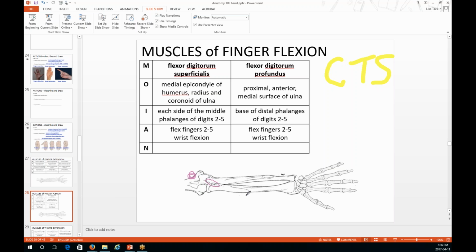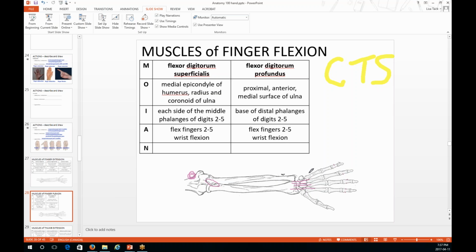Okay, so it's got a big origin. And then it goes down the wrist, and 4 tendons will cross in the tunnel to go to each digit. And it splits the tendon. So it splits here. The tendon splits into 4 through the carpal tunnel, and then it splits again and goes to each side of the middle phalange. Okay, so take a look at this muscle when you get a chance in your textbooks and stuff.